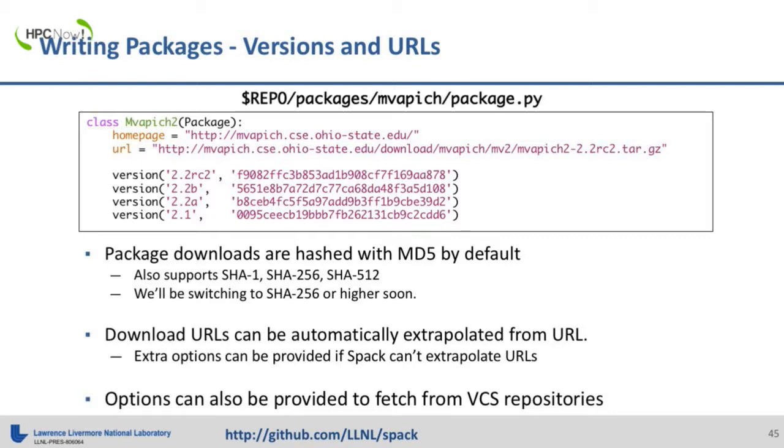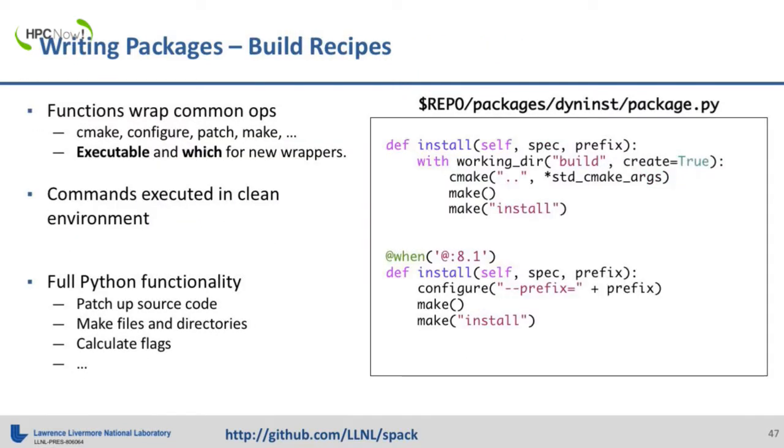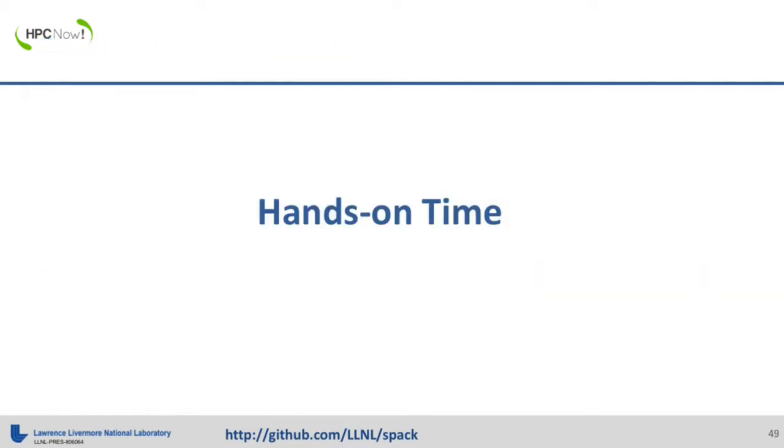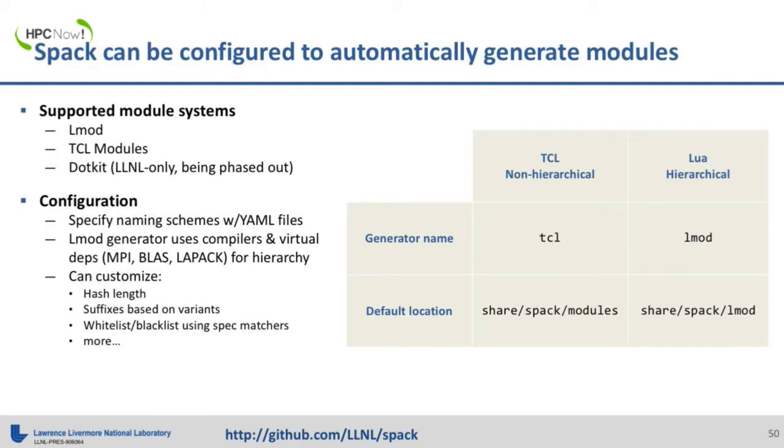If Spack can't extrapolate the URL, you can specify a URL per version. There's some packages that just have bad naming schemes, and we can't do much about that. We talked about variants. We talked about build recipes, and we did the hands-on stuff.